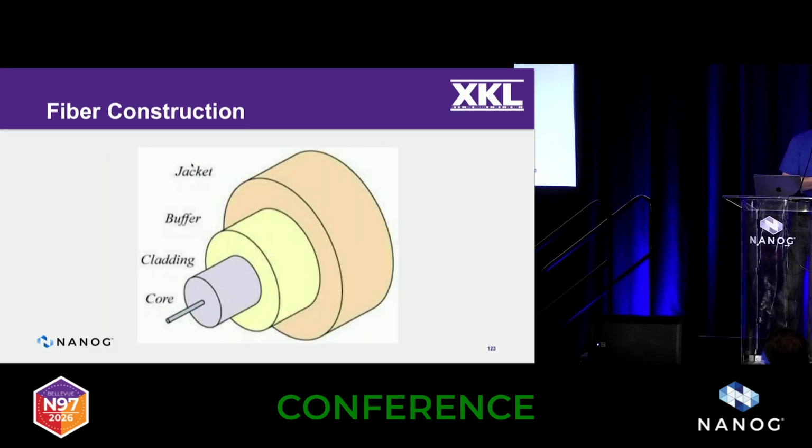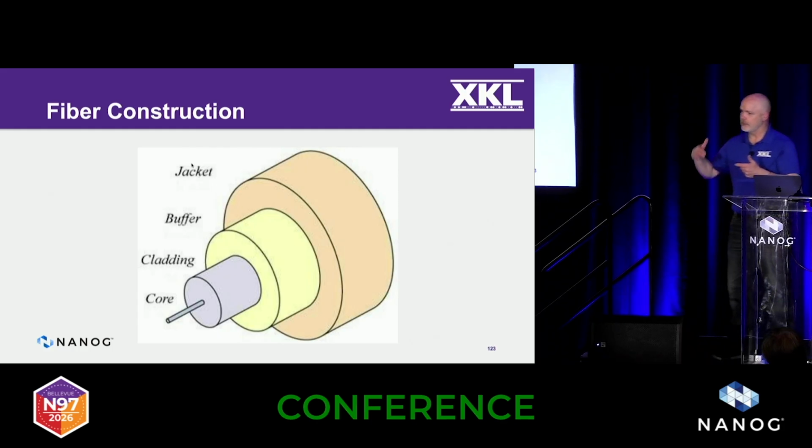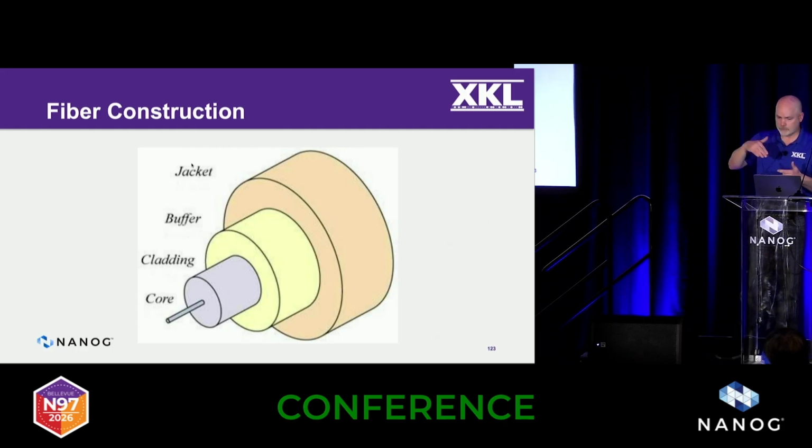Okay, here's the construction of fiber. And this is important, which I'll talk about here in a minute with fiber aging. But basically, you got your core piece of glass down the middle, right? That's smaller than the size of your hair. That's where the action's happening. Around that core is cladding, which is another piece of glass with a slightly different index of refraction that keeps the light in the core.